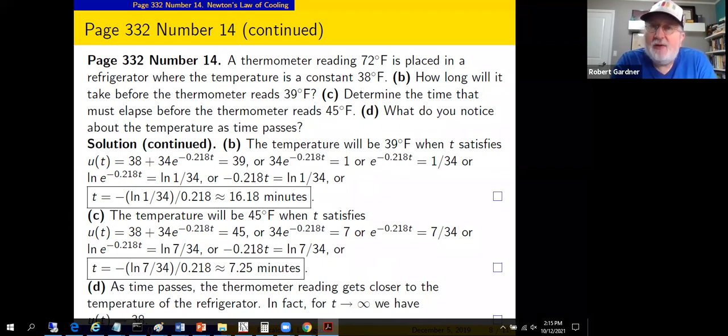Actually, according to this model, it will never exactly reach 38 degrees. It will asymptotically approach 38 degrees. So they never asked you, when is it 38 degrees? That will have no solution, in fact, because this exponential function has a horizontal asymptote of 38, and it does get closer and closer to 38, and it never gets there. There is no t-value for which the temperature will equal 38 degrees.